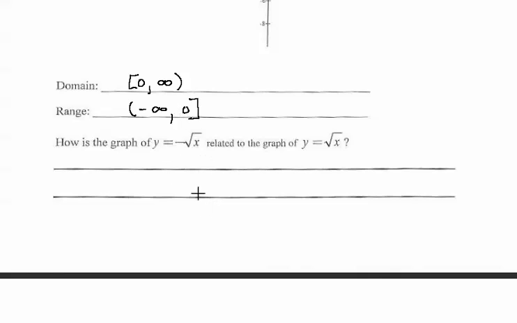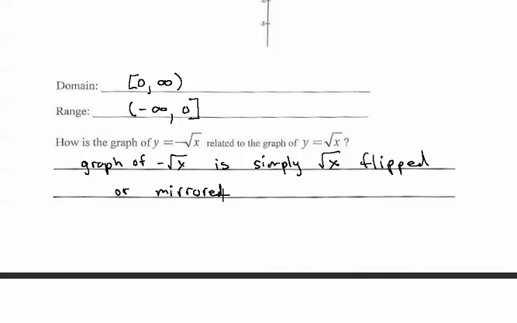Alright, for this last bit, you could say the graph of negative square root of x is simply square root of x flipped, or mirrored across the x-axis.